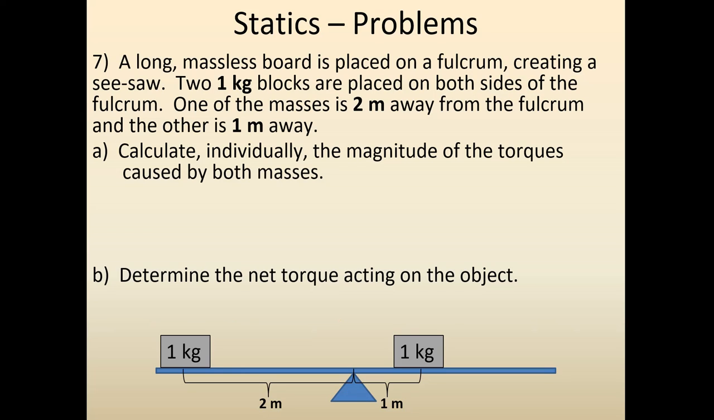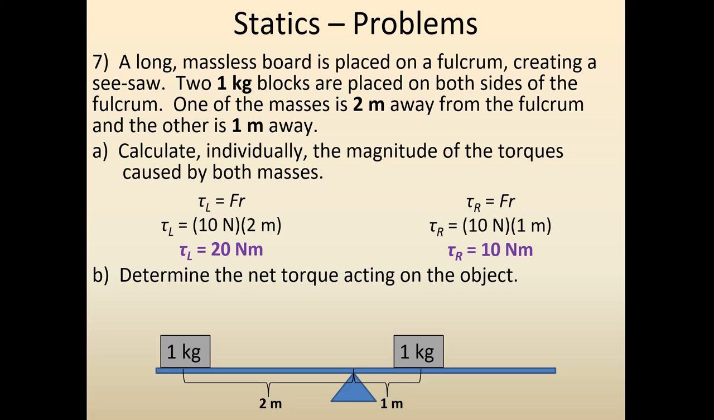So here's your first question. Pause the video, work it yourself, and we'll go over it in a second. All right. So the first part says, determine the torques caused by the two masses individually. For each of these, the force is going to be acting perpendicular to the surface, so we're just going to use F times r. Both of them have the same force of 10 newtons. The one on the left is acting at 2 meters, so it's going to have a torque of 20 newton meters. And then the right one is at 1 meter, so it's going to end up having a torque of 10 newton meters.